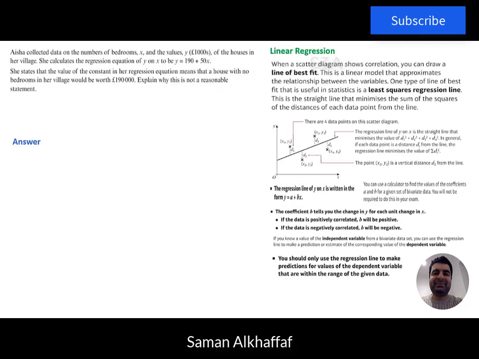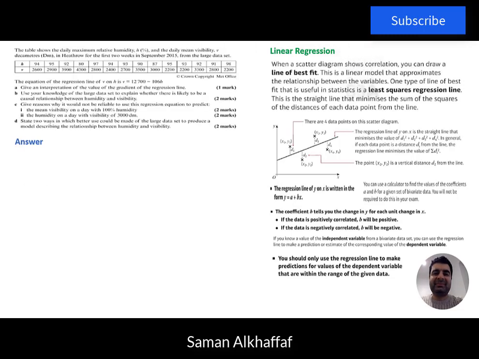So our explanation in this scenario is that this is not a reasonable statement, as there are unlikely to be any houses with no bedrooms. So she is extrapolating outside the range of data, where the linear relationship is unlikely to continue. So it's unlikely to have houses without bedrooms, and this will be our explanation for this question.